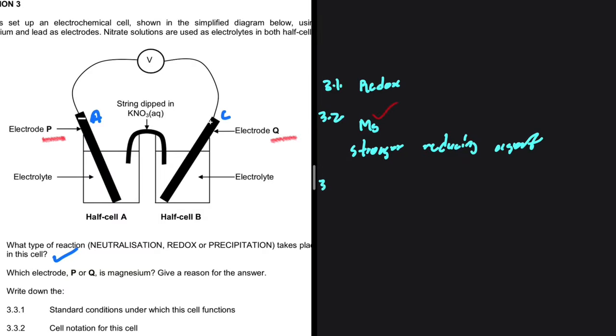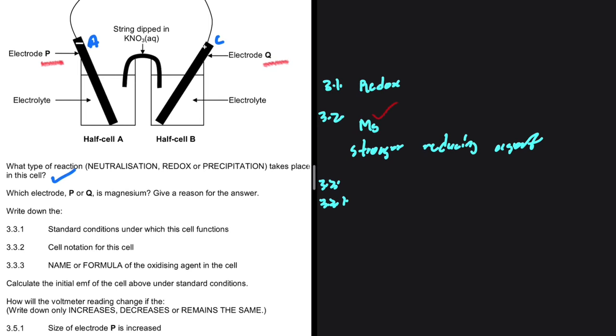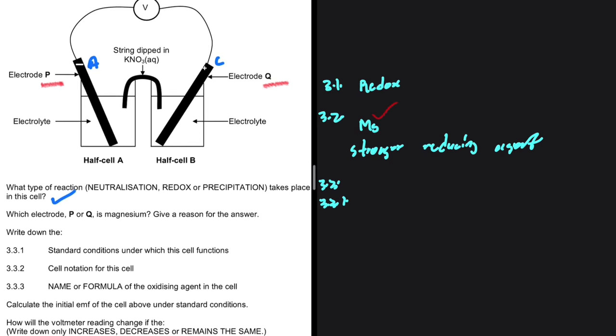Let's take a look at 3.3.1. Write down the following, the standard conditions under which this cell functions. This is a galvanic cell. We have 3 standard conditions. Well, one being the temperature at 25 degrees Celsius or 298 kelvins. Another condition is the concentration at 1 mole per decimeter cube.